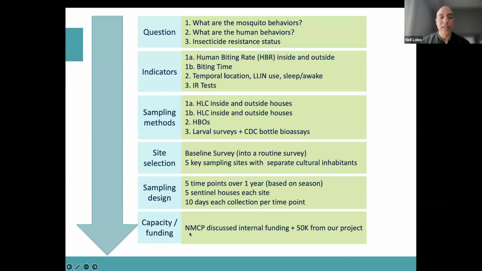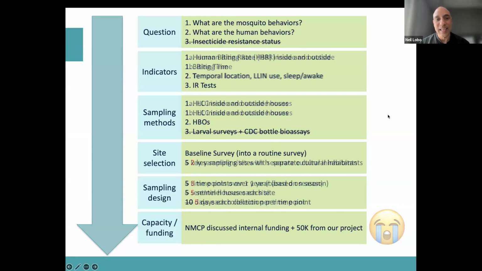And of course, now we had our ideal sampling design, our sampling framework, what we want to do. And we went to the National Malaria Control Program and discussed it. And we only had $50,000 for our project. And unfortunately, that was not enough money. And as I said, we had to go back to the question to try and understand what to do. And this is what happened.